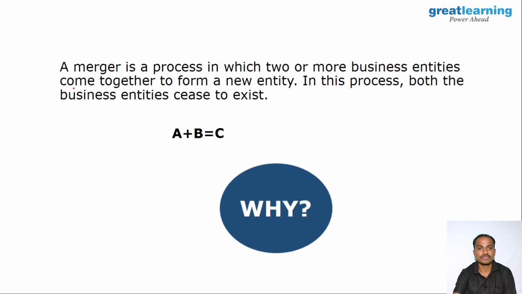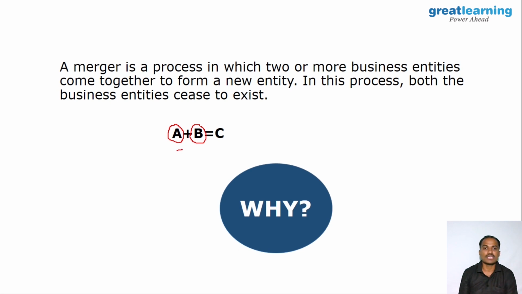What is merger? Merger is a process in which two or more business entities come together to form a new entity. In this process, both business entities cease to exist. So that's the definition of merger. In a merger, two different individuals or two different companies come together to form a new company. Let's say there are two companies. Company A is an individual entity. Company B is a separate entity.